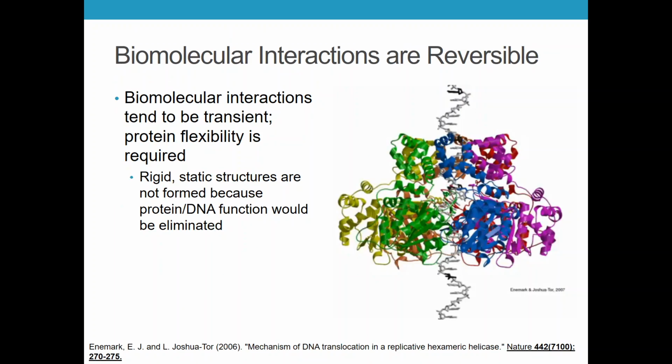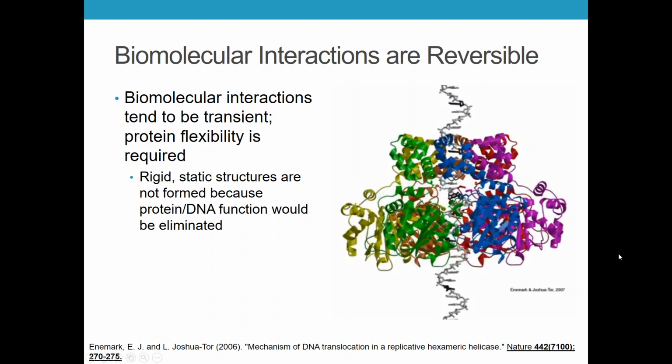An incredibly important part of these non-covalent interactions is that they are reversible. They are not covalent interactions. They are non-covalent, therefore they are readily reversible. Now this is really important because biomolecular interactions need to be transient in nature. They need to be forming and breaking and forming and breaking. And the reason for this is it allows for protein flexibility.